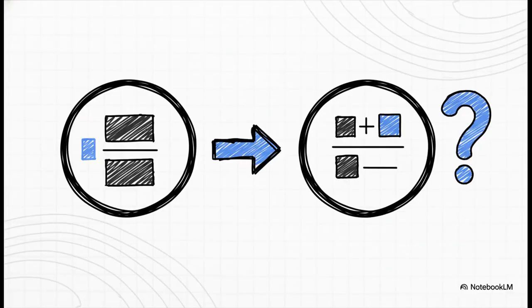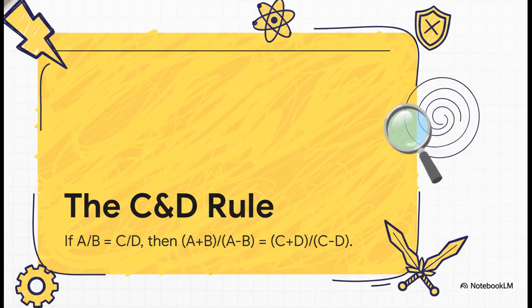You pull this bad boy out when a problem gives you a simple ratio, like a over b, and then turns around and asks for the ratio of their sum to their difference, so (a plus b) over (a minus b). You see this pattern pop up a lot, especially in wave optics with intensity ratios. And the rule itself is just beautifully simple. If a over b equals c over d, then the ratio of the sum to difference on the left side is exactly equal to the ratio of the sum to difference on the right side. That's it. Just burn this form into your memory.